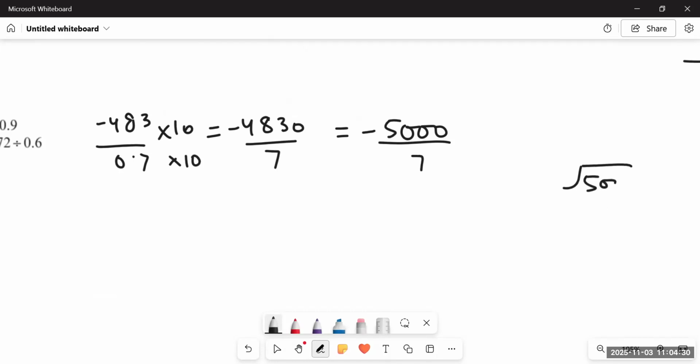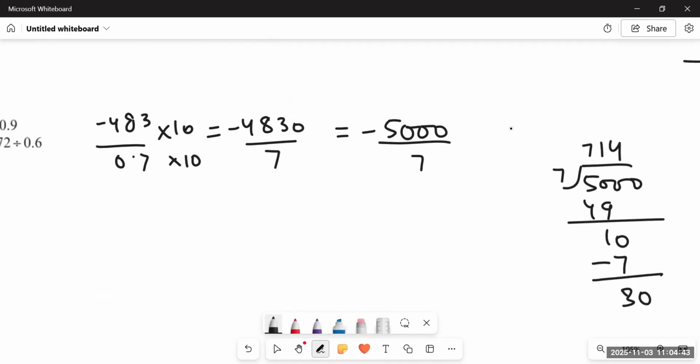When we divide it, 7 sevens are 49. Here comes 10. Here comes 7 ones are 7. And then 7 fours are 28. So the estimated answer would be minus 700.